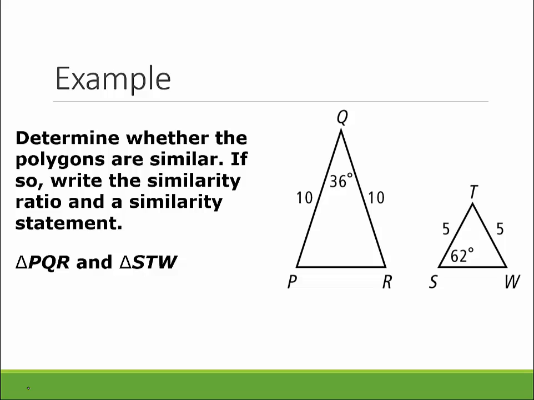So let's do another one. Determine whether the polygons are similar. If so, write the similarity ratio and the similarity statement. So we have these two triangles here.